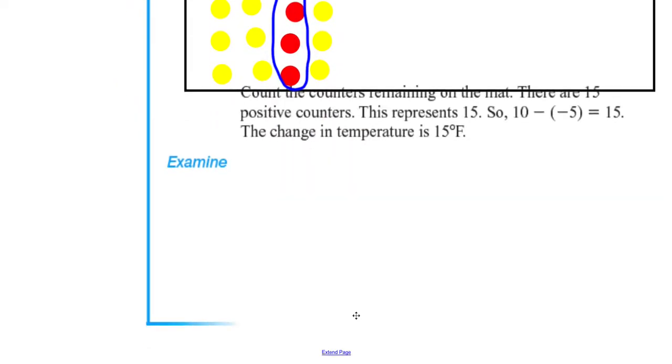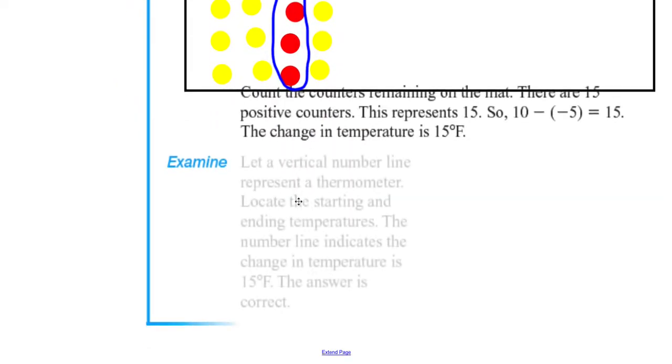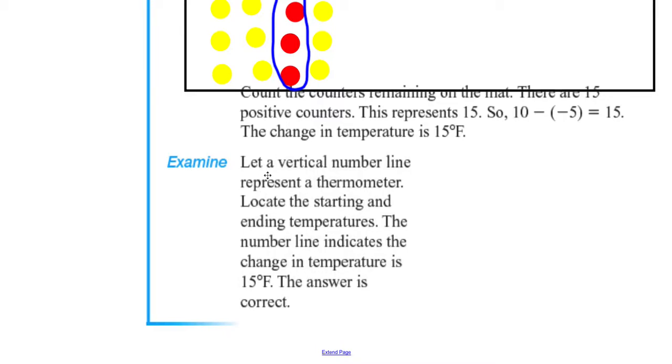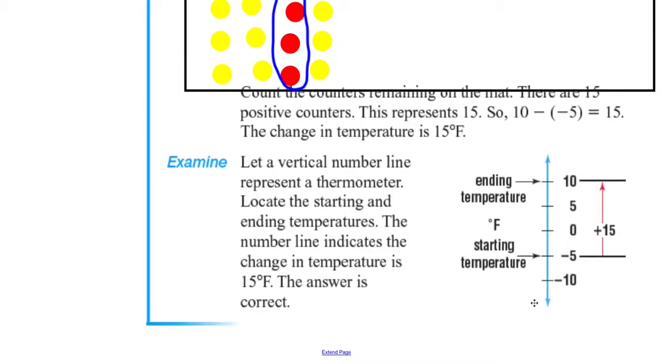So another way of doing this, if we want to check if our answer makes sense, is to create a vertical number line, which represents a thermometer. Locate the starting and ending temperatures. The number line indicates the change in temperature, which is 15 degrees. This is our number line right here. So we started at negative 5, we ended up at 10. And if you look at the change in temperature, you have 5, 10, 15. Positive 15. So the change in temperature is 15, so the answer is correct.